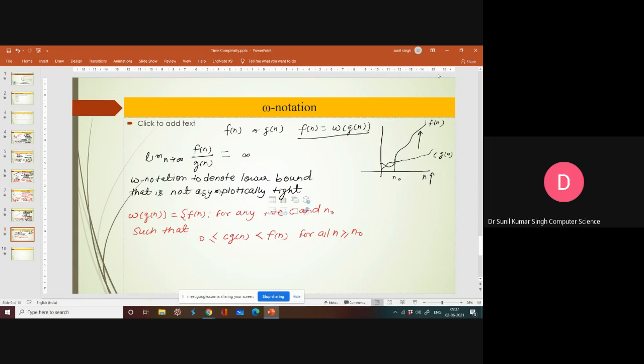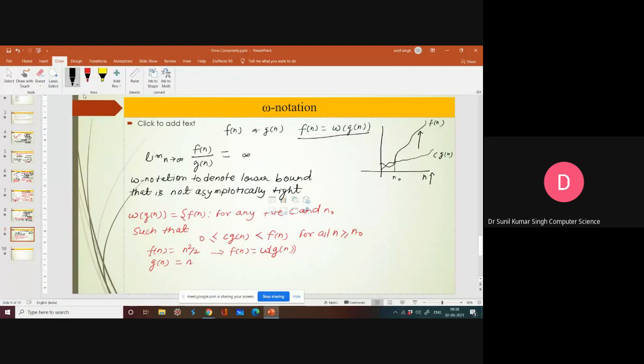Let's take an example. Let f of n be equal to n square by 2 and g of n is equal to n. Now we have to check whether we can write f of n is equal to omega of g of n or not.